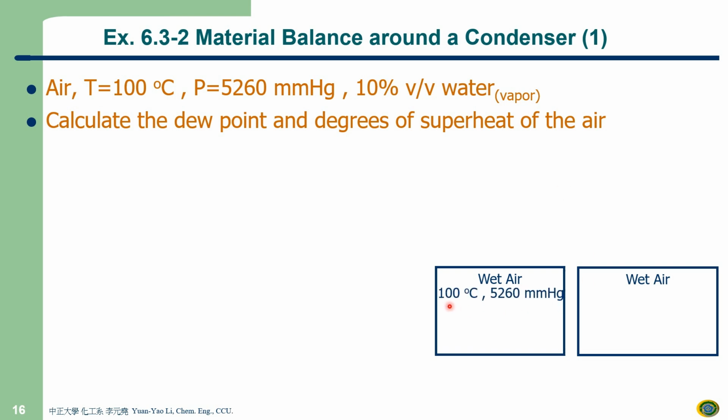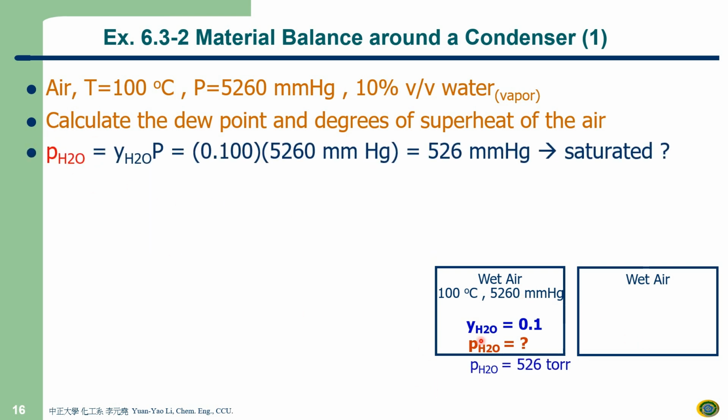So in this case you have 100 Celsius and 5,260 millimeter mercury, and then the YI for H2O will be 0.1. So is this only air or only gas phase? So you need to know what is the partial pressure here at this moment. Can you tell me what is the partial pressure? Yes. What's partial pressure? Dalton's law, right? PI equals YI times capital P. So the partial pressure will be 526.